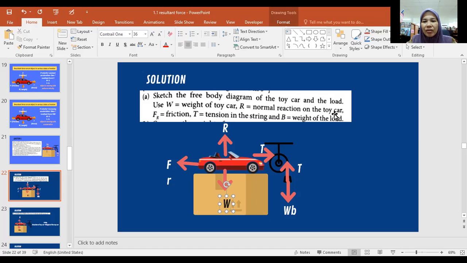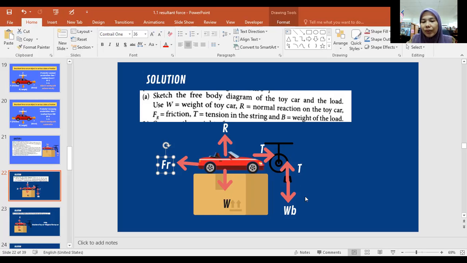R is the normal reaction on the toy car. Given R, the reaction is acting upward. Fr is friction. T is tension. We have two T, which means this is the same string, but it is acting in different directions. Why? Because we have two free body diagrams. If the question wants you to draw the free body diagram on the toy car, then this is the free body on the toy car. This is the free body diagram for the load.